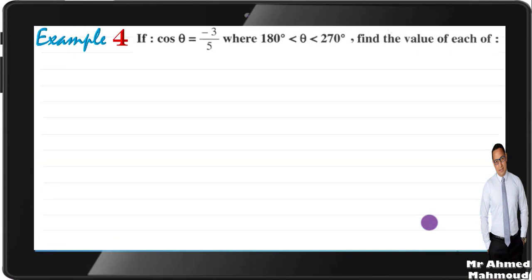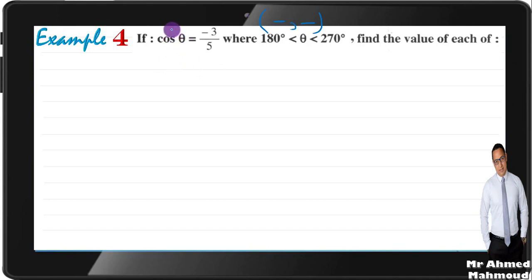Here we have cosine theta equal negative 3 over 5, and theta belongs to the third quadrant. Remember with me, the third quadrant is negative. Okay, so sine is negative and the cosine is negative. Now I can solve by two different ways. I can draw this one, or I can use the unit circle. It's up to you. I'm going to use the unit circle here.